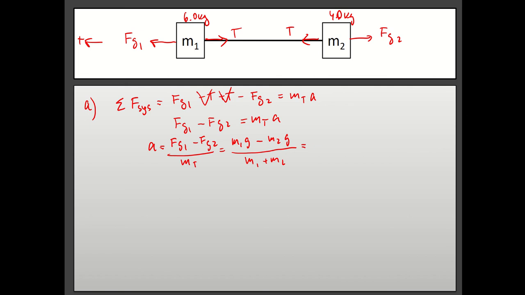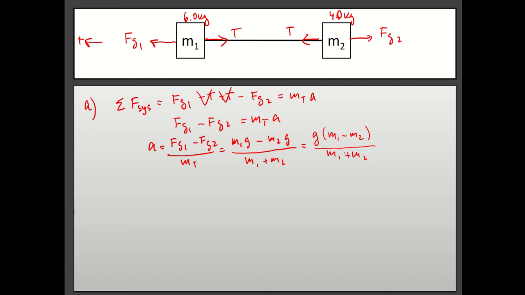Actually, that's a good point. I should show you this, because sometimes I get students to cancel the total mass with one of these. So for example, if you do factor out the g here, because you can factor out the g, you can end up with m1 minus m2 over m1 plus m2. Notice here that these will never actually reduce away. You can never cancel out your total mass.